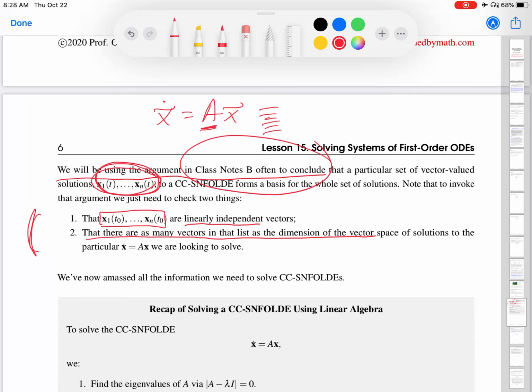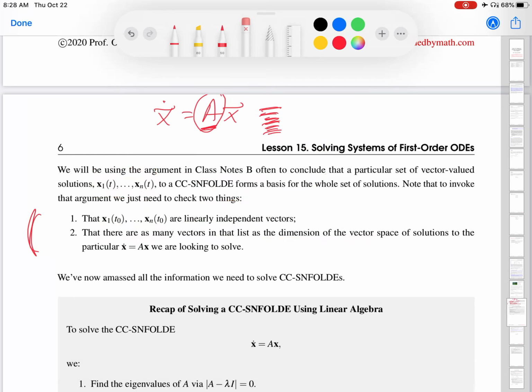To find n solutions, and then you plug in your favorite t-value, and you show that these are linearly independent vectors. And then you just make sure that there are as many as the dimension of the space, or the size of the matrix A, or the number of equations in the system, all equivalent. If you do that, then, as I mentioned in the previous video, you can invoke that argument that we developed in that class note, to conclude that these n solutions really are a basis for the set of solutions to x dot equals Ax.